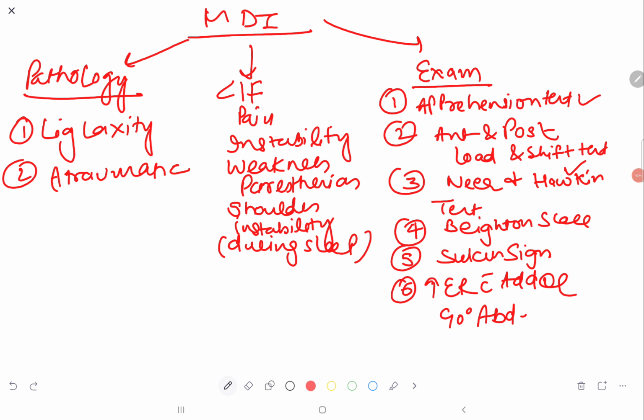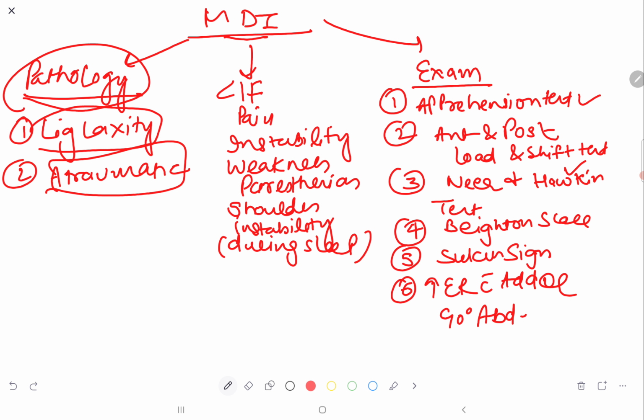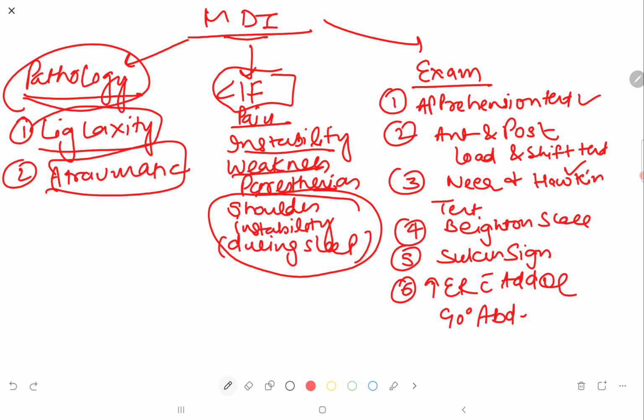Then, in multidirectional instability, what is the pathology? Pathology is ligamentous laxity. It is atraumatic. There is no history of trauma. Clinical features are pain, instability, weakness, paresthesia, and shoulder instability during sleep. The main clinical feature will be shoulder instability during sleep. The patient will give a history of shoulder instability while asleep, and will have instability, pain, and weakness.